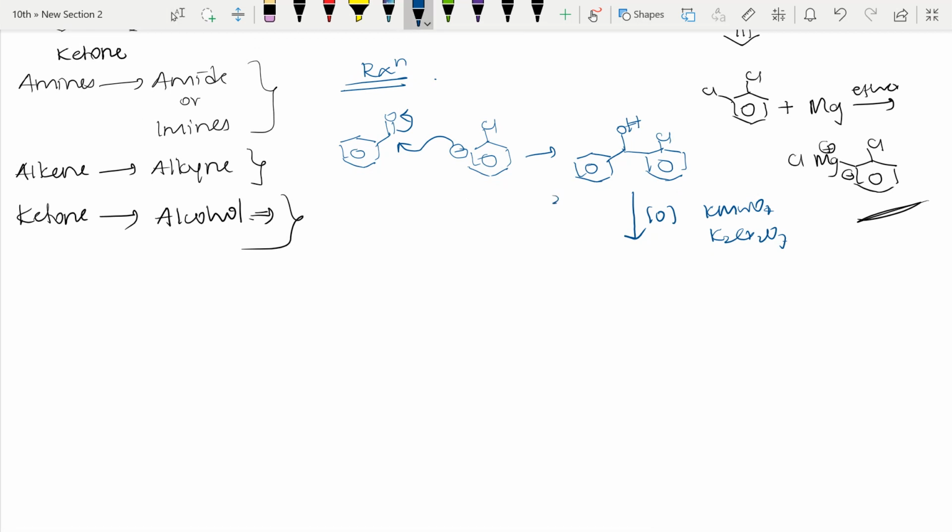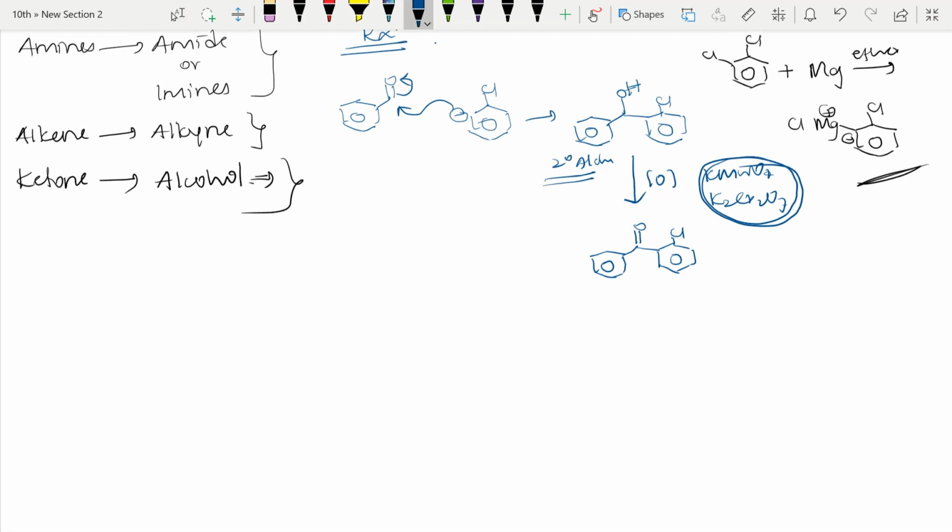See, this is secondary alcohol, right? So if we oxidize it, we will get ketone. If primary alcohol is there and we use a mild oxidizing agent, then only we get aldehyde. Otherwise directly we will get acid if we use KMnO4 or K2Cr2O7. These are strong oxidizing agents. But in case of secondary alcohol, if we use the strong oxidizing agent, we get only this ketone, but no further oxidation, right? So this thing you remember.